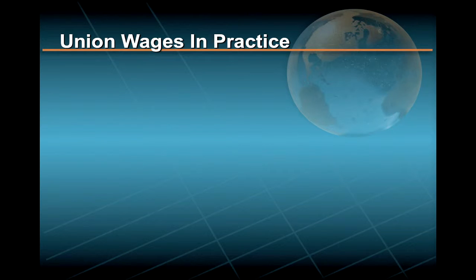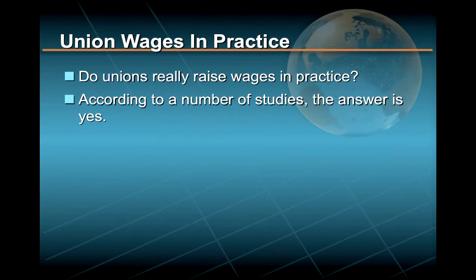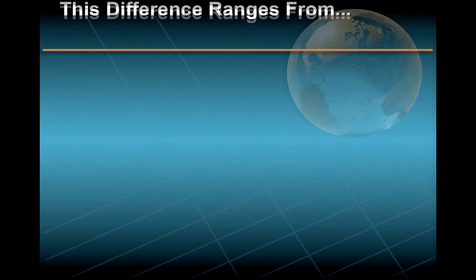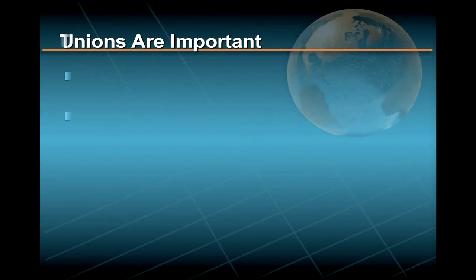Well, that's the theory of union bargaining. But do unions really raise wages in practice? According to a number of studies, the answer is yes. On the basis of these analyses, economists have concluded that union workers receive, on average, wages that are 10 to 15% higher than those of non-union workers. This difference ranges from a negligible amount for hotel workers and barbers to 25 to 30% higher earnings for skilled construction workers or coal miners.